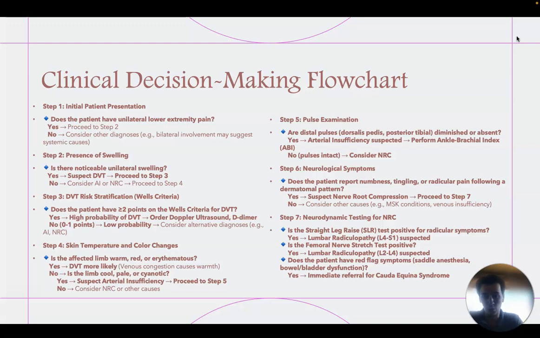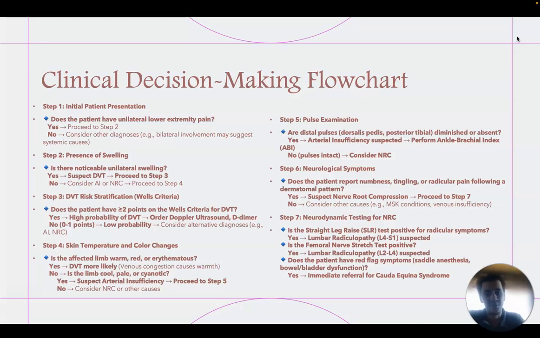If it's not warm or cool, it's just normal temperature, then we should start considering nerve root compression or other causes. If distal pulses are diminished or absent, then we need to suspect arterial insufficiency and perform an ABI. If they are intact, then we should consider NRC. If there are reports of numbness, tingling, or radicular pain following a dermatomal pattern, then we need to suspect nerve root compression and keep going to step 7. If not, then we need to consider other causes such as musculoskeletal conditions or going back through the flowchart again for venous insufficiency.